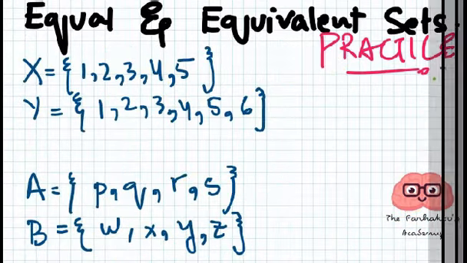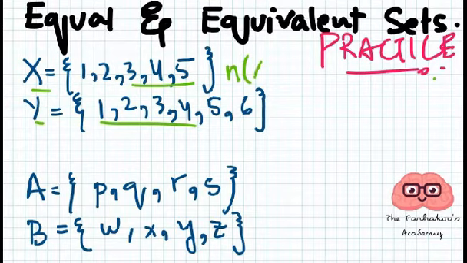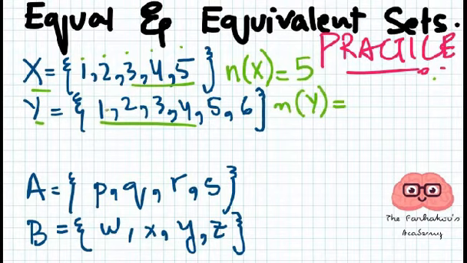Now we have two more sets to decide if they are equal or equivalent. So let's check them. Okay, the first pair is X equals 1, 2, 3, 4, 5 and Y equals 1, 2, 3, 4, 5, 6. So now I hope that you know how to work out the cardinality. So what is the cardinality of X? Yes, you guessed it right. That's 5, because there are 5 elements, and the cardinality of Y is 1, 2, 3, 4, 5, 6. So 6.